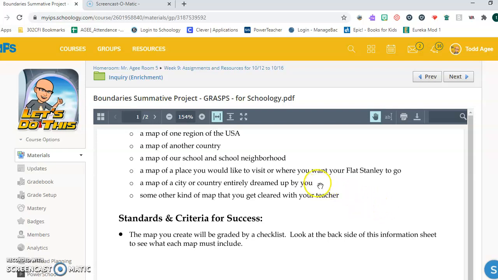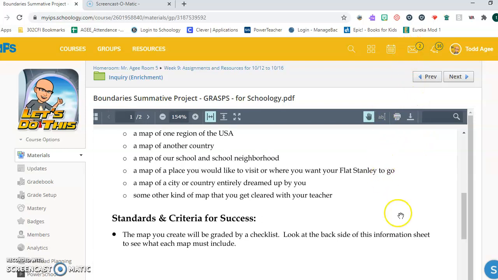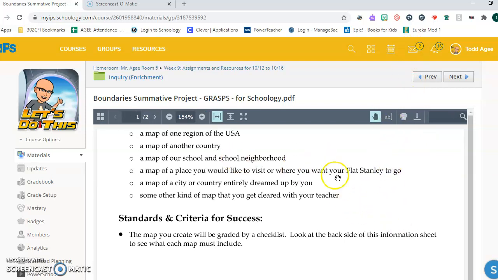So if your map that you want to create isn't on this list, then shoot me a little Schoology message, and I'll discuss your idea with you, and you can move forward after I give it the go ahead. Most likely I'll be giving it the go ahead. So how do you know if you're doing well? That's the standards or how meeting the expectations for the project, the standards and criteria for success, okay?